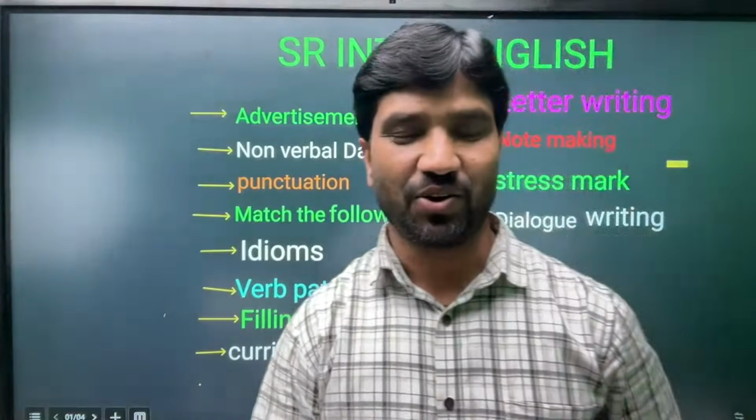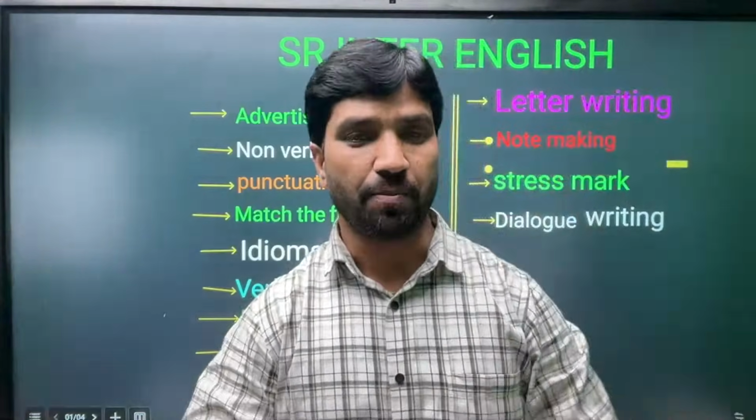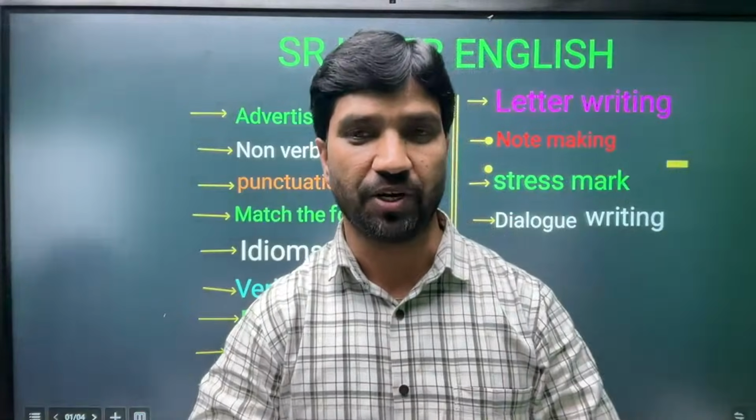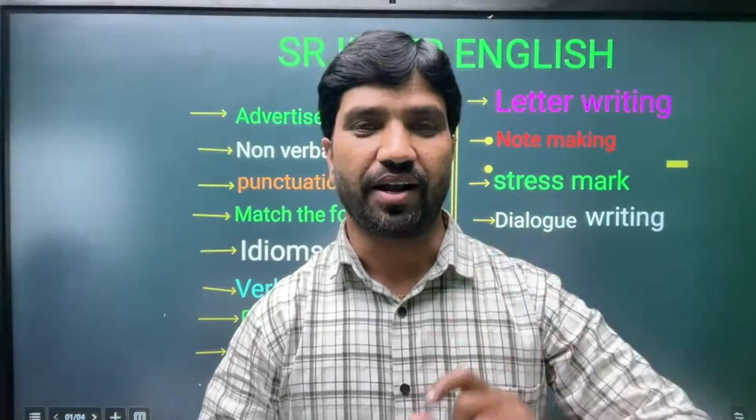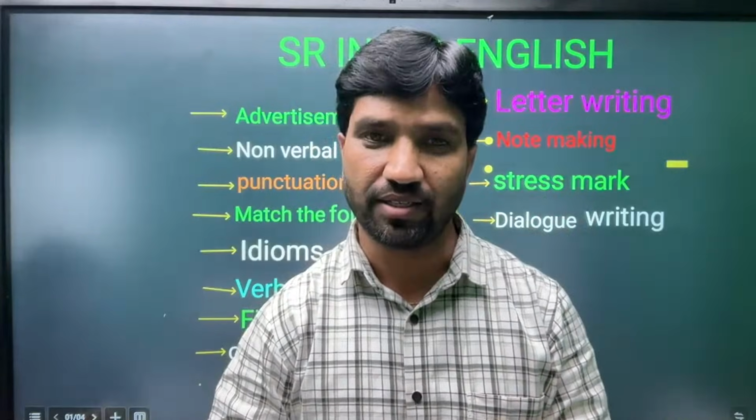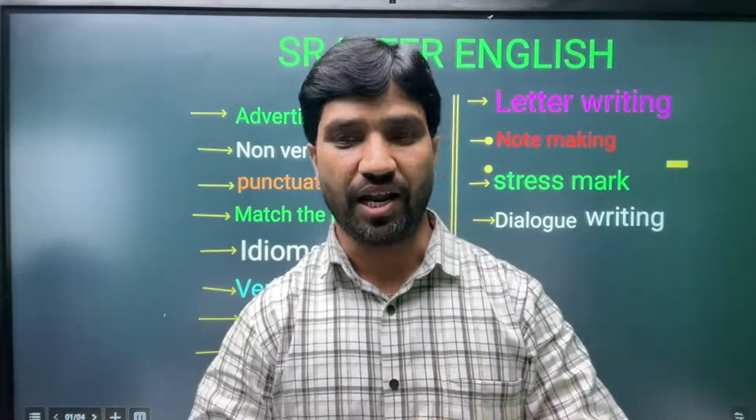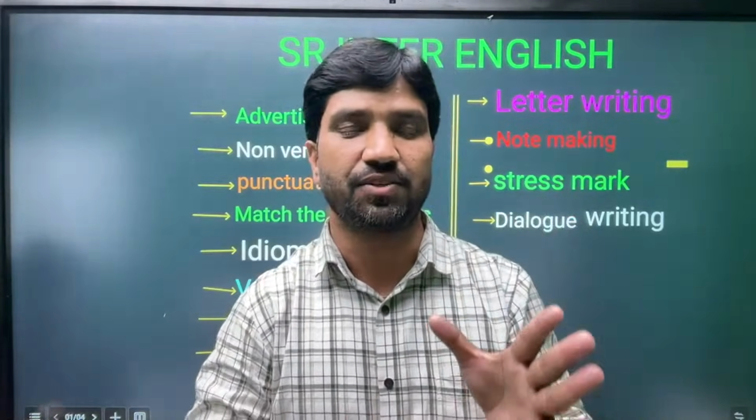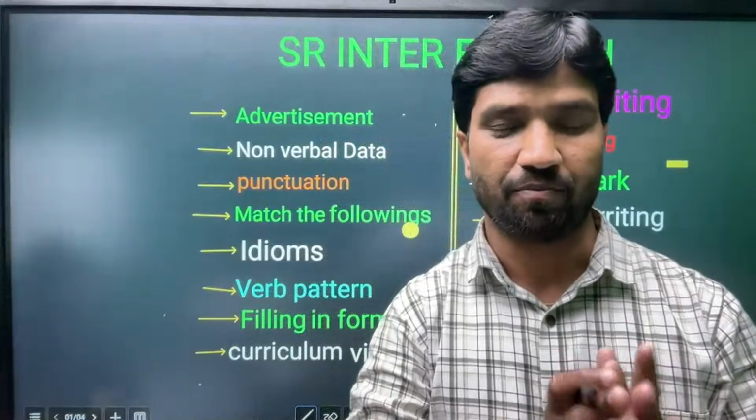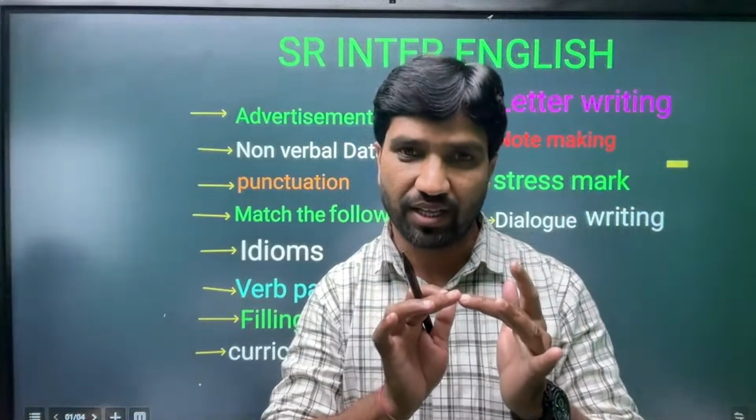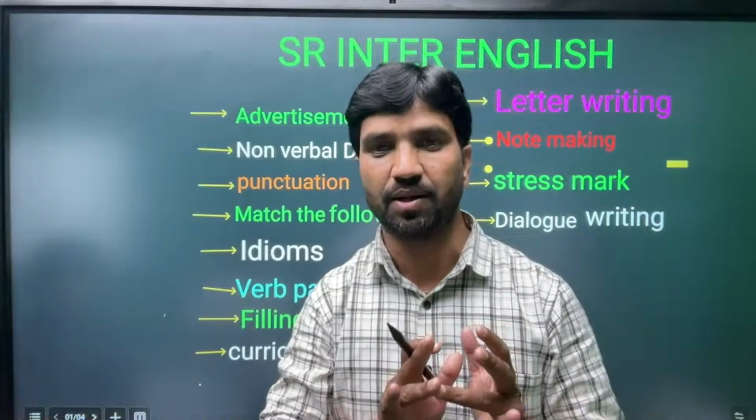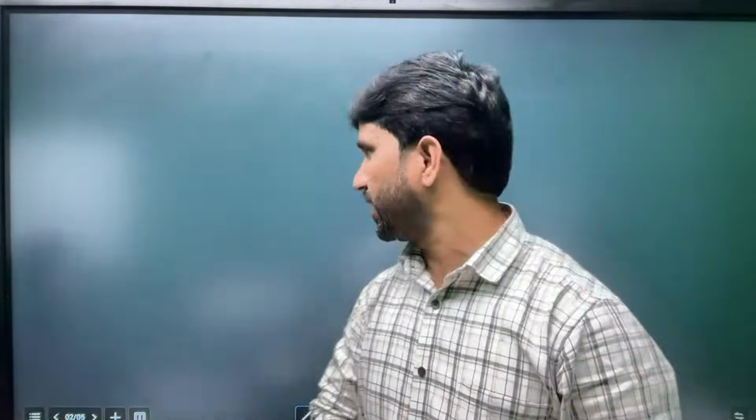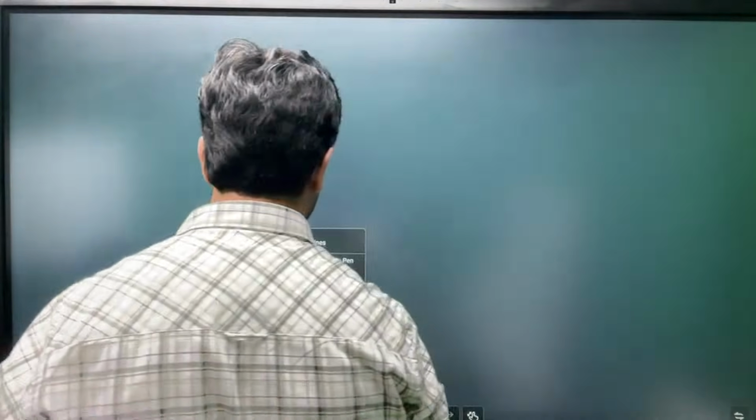Right. The curriculum vitae starts with the personal profile. What do we write in the personal profile? Name, father's name, date of birth, full address, phone number, and email address. These are the side headings which we use in the personal profile.